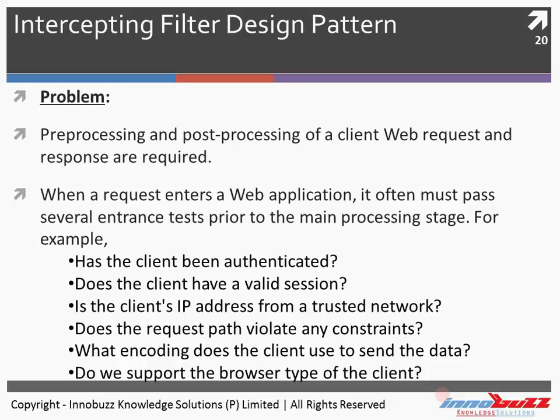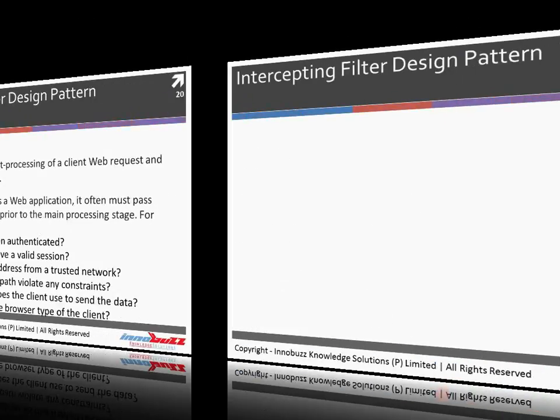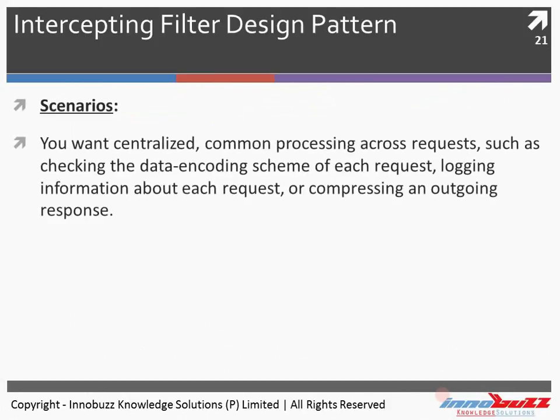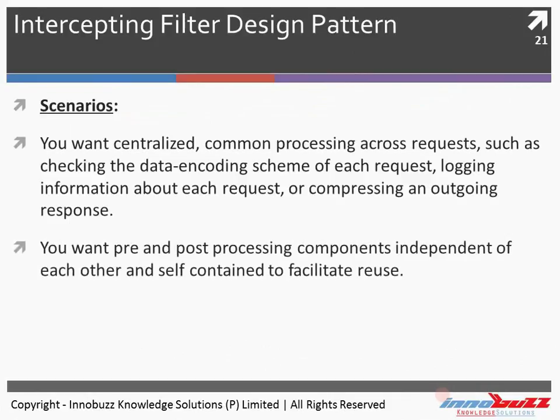These are the initial steps before accessing or processing your request. They should be verified before performing any kind of business logic. Let's see the scenarios where you come across this: you want centralized common processing across requests, such as checking the data encoding scheme for each request, logging information about each request, or compressing an outgoing response. You want pre and post processing components independent of each other and self-contained to facilitate reuse.